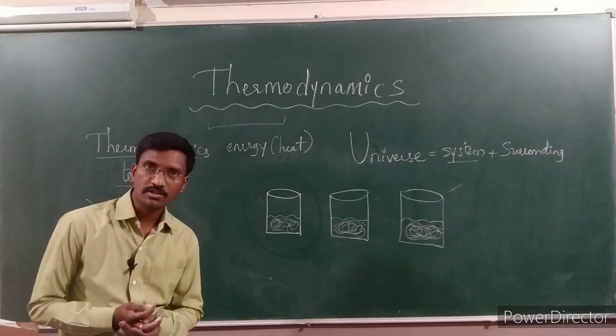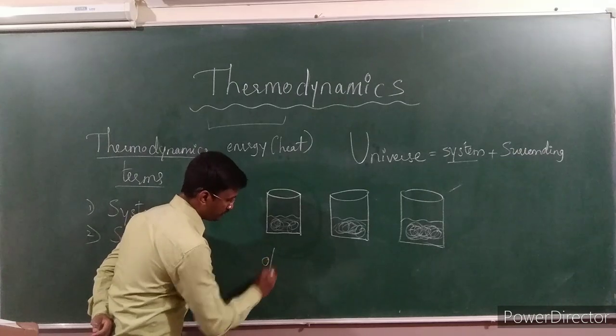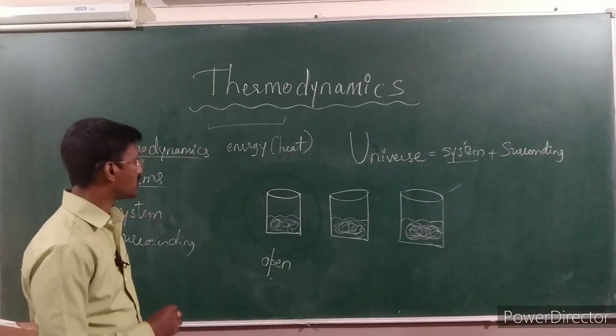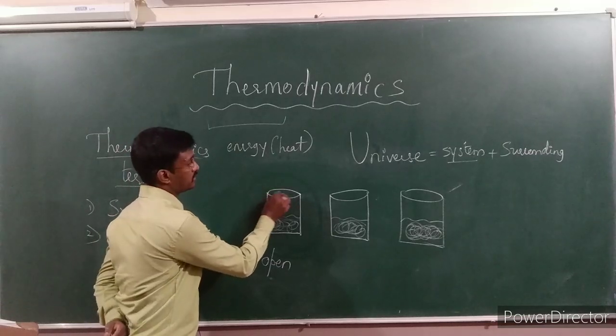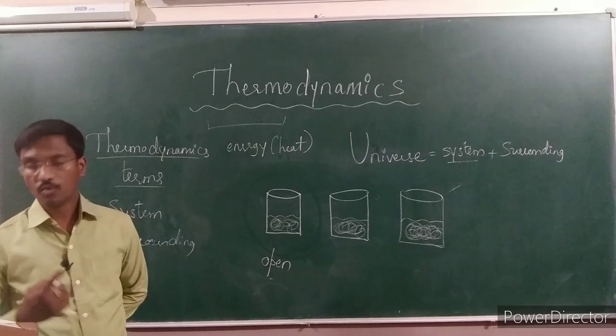Based on the system and surrounding, there are three types of systems. The first one is the open system. It means that this container is not closed. This container is open. For that reason we are going to call it an open system.